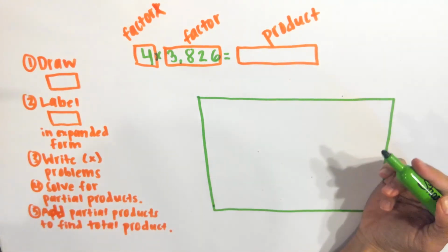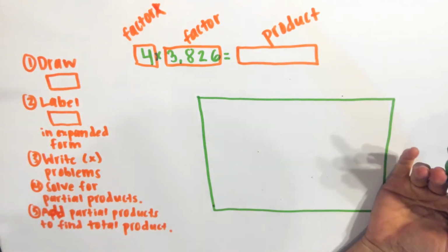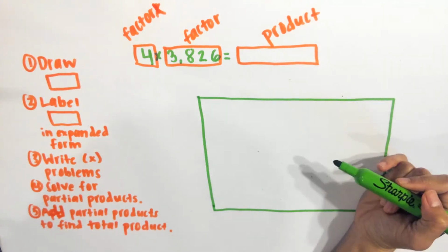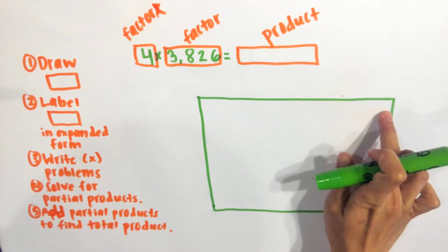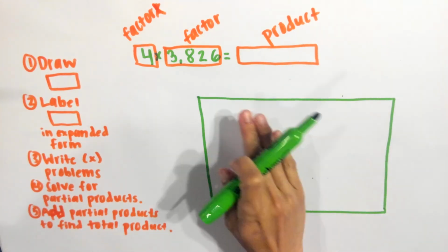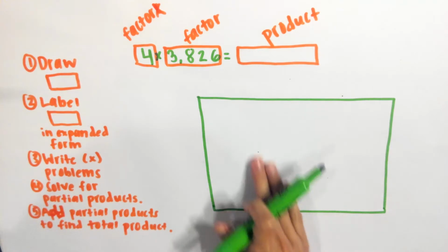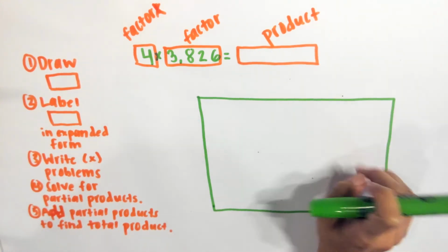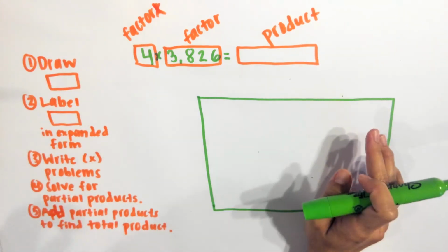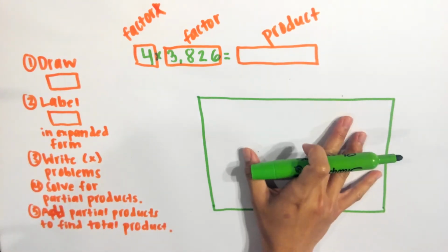The reason we call these area models is because when you find the area of a rectangle, you should remember this from the past, you multiply the length times the width. And if you multiply the length times the width, you get the area of this rectangle. So that's why we call it an area model. So we draw a rectangle, we're going to find the area of this rectangle.